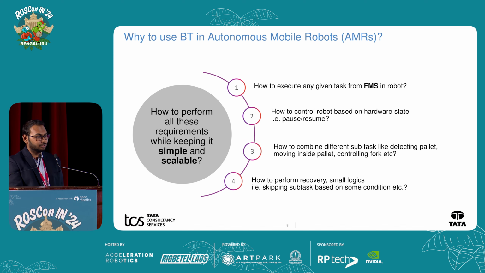So why should you use behavior tree in an autonomous mobile robot? Here are a few questions which need to be answered. How can you execute a given task from the fleet management system on the robot? How can you control the robot based on the hardware state? For example, you want to pause a robot when the LiDAR is infringed and resume when it's cleared. How can you combine different tasks like detecting a pallet, moving inside the pallet, and then lifting the fork?